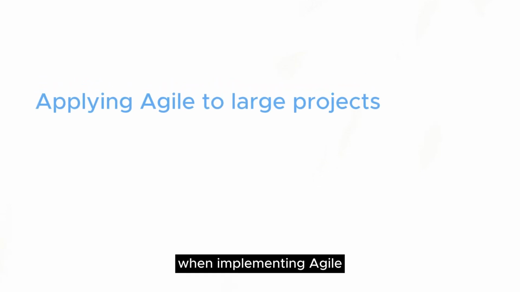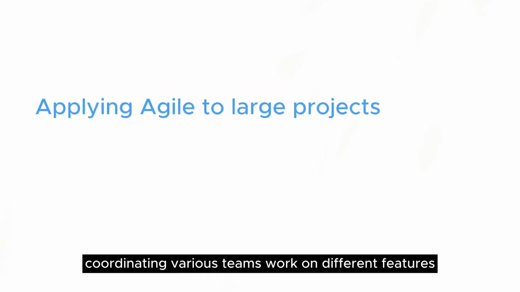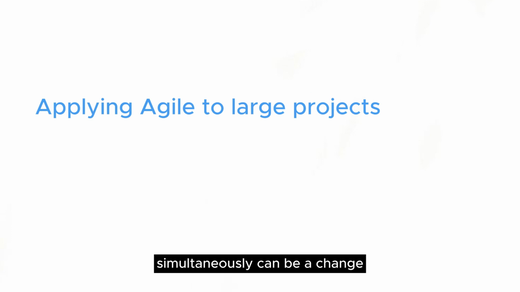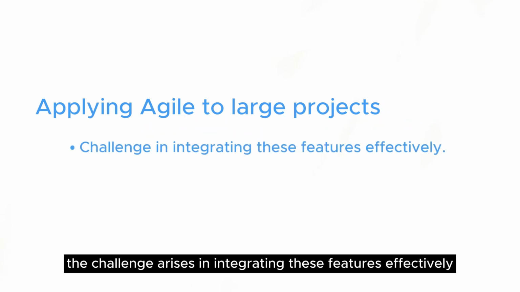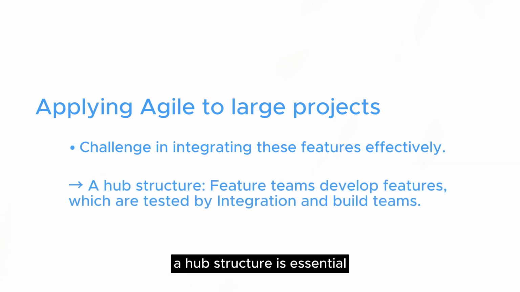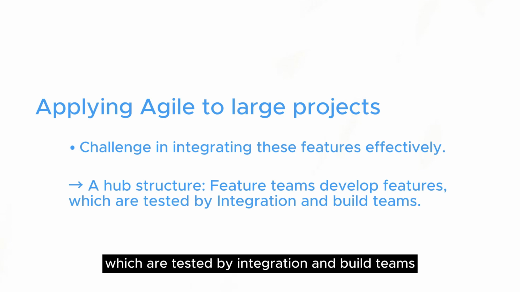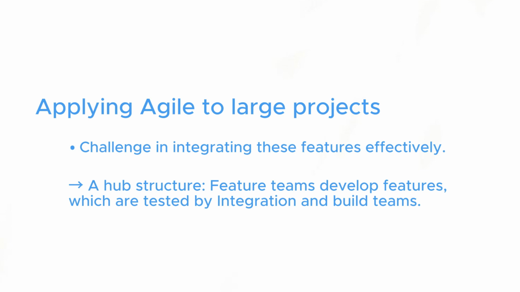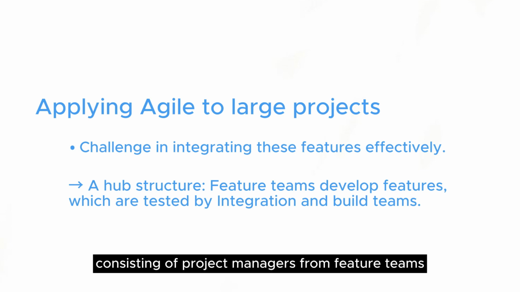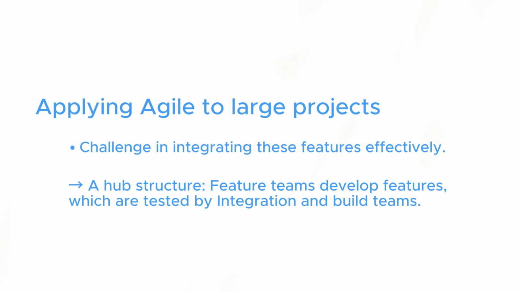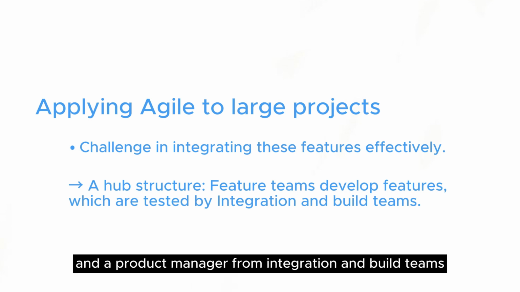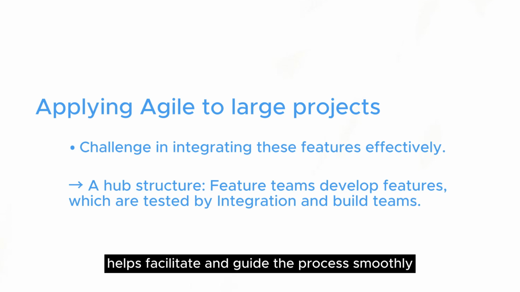When implementing Agile for large projects, coordinating various teams working on different features simultaneously can be a challenge. The challenge arises in integrating these features effectively. To address this, a hub structure is essential. Feature teams develop features which are tested by integration and build teams. To resolve conflicts, a central project management team consisting of project managers from feature teams and a project manager from integration and build teams helps facilitate and guide the process smoothly.